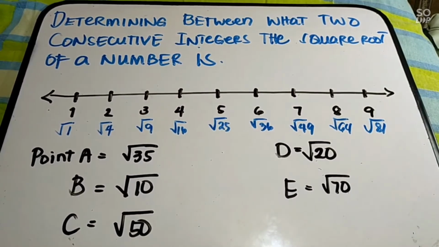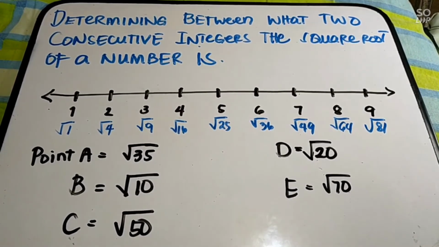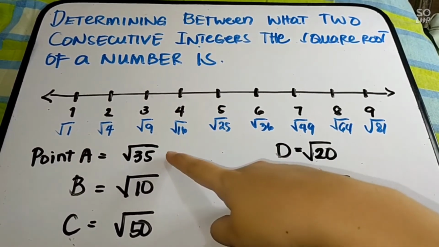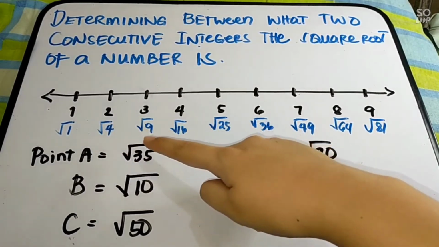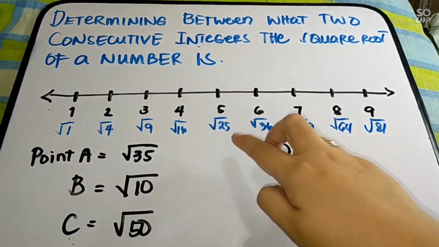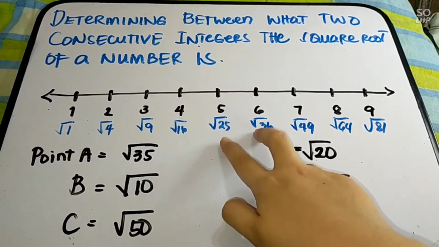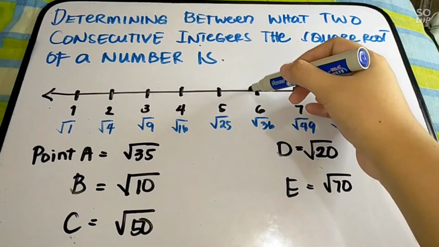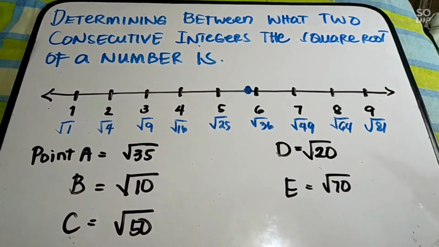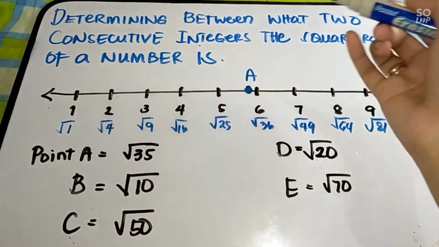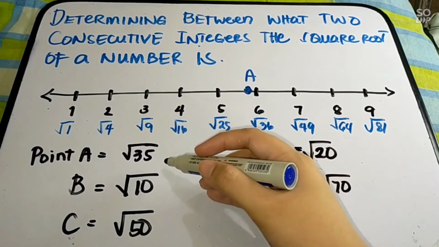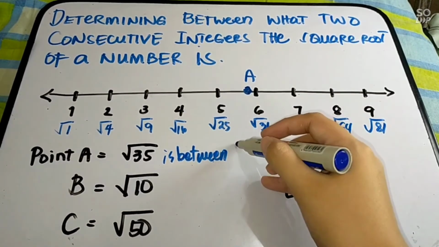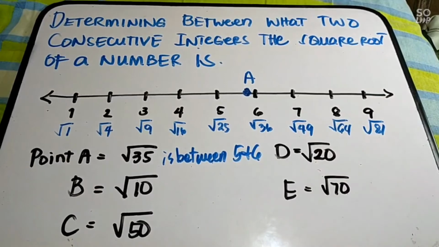Okay? Let us have point A. So, saan kaya nakapagitna si square root of 35? So, para malaman nyo kung saan siya nakapagitna, hanapin nyo dito yung malapit kay 35. Sino nga ba? So, ito, square root of 36. Okay, so therefore, si square root of 35 ay malapit na malapit dito kay 6. Did you get it? So this is point A. So therefore, square root of 35 is between 5 and 6. So ganun lang kasimple.